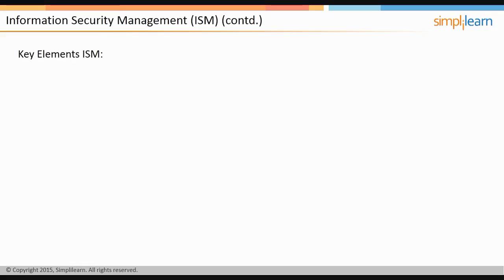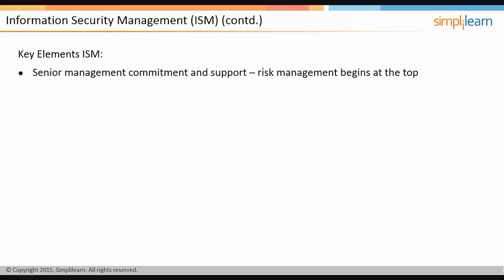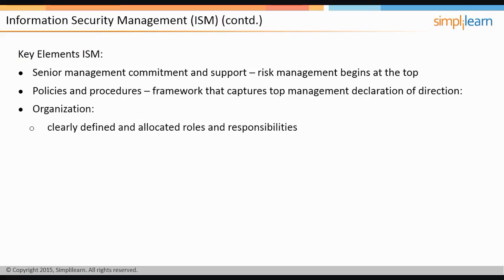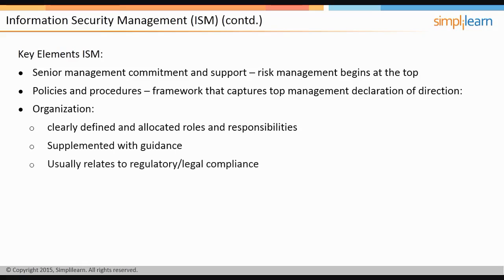The key elements of ISM. Senior management commitment and support: the risk management begins at the top. Policies and procedures: the framework that captures top management's declaration of direction. Organization: clearly defined and allocated roles and responsibilities supplemented with guidance. Usually relates to regulatory legal compliance. Let us continue discussing Information Security Management, ISM, in the next screen.